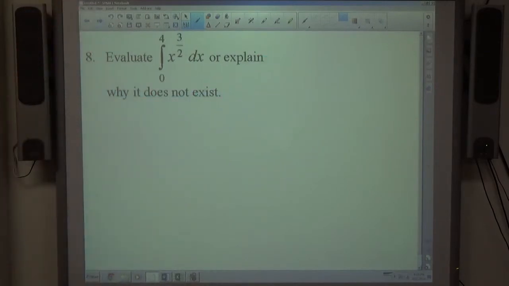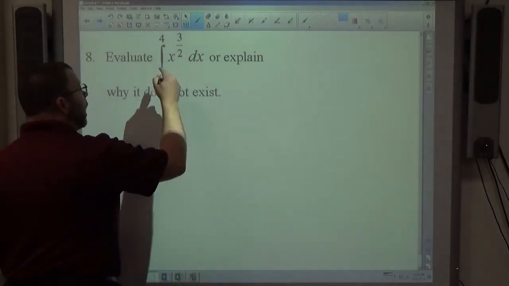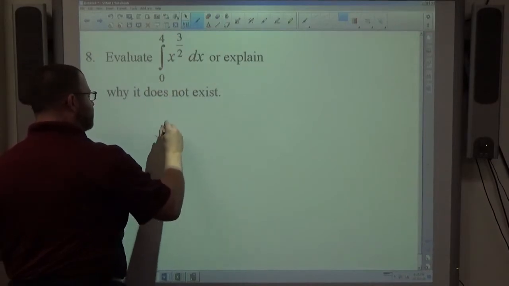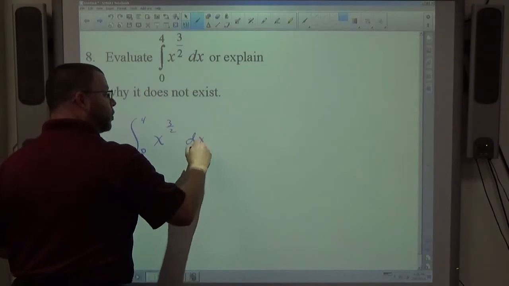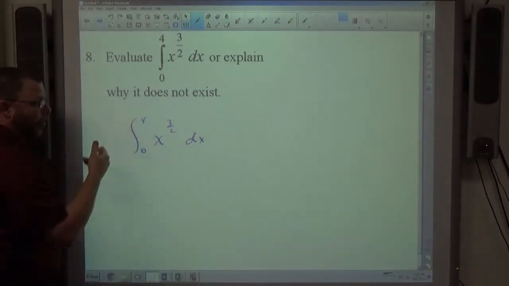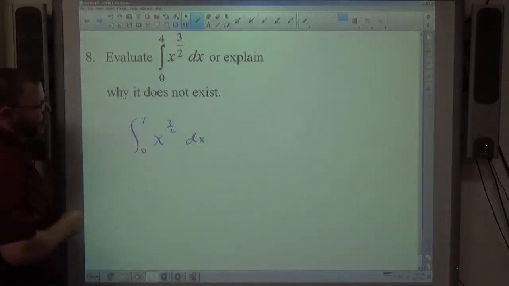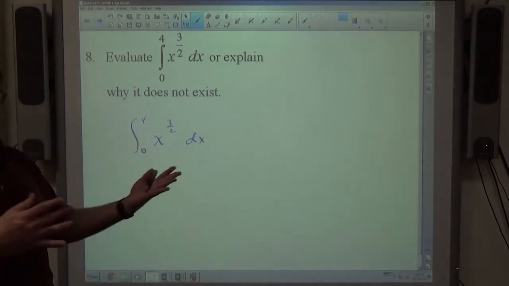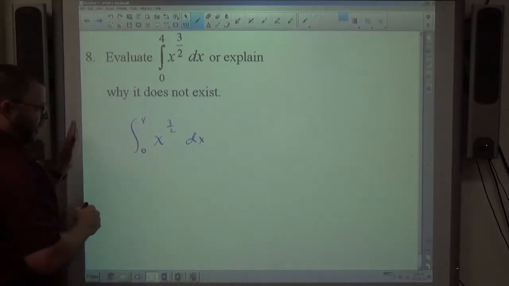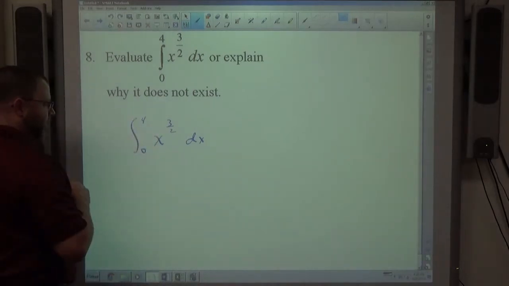Number 8, evaluate this, explain why it does not exist. Obviously it will exist because I said only one will not, so everything else should work at this point. We have x to the 3/2 power, and we're going from 0 to 4. A half power is a square root. Square root of 0, all the way through square root of 4 is legal. Square root of negative numbers would be illegal. So if this said -1, that'd be it does not exist because square root of a negative number. That's another situation. But again, 0 to 4, this is valid.